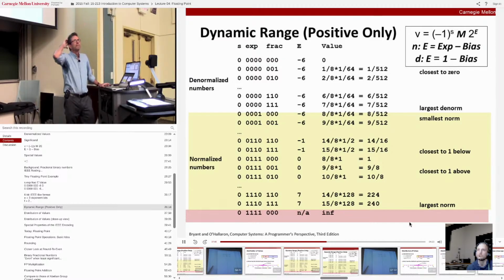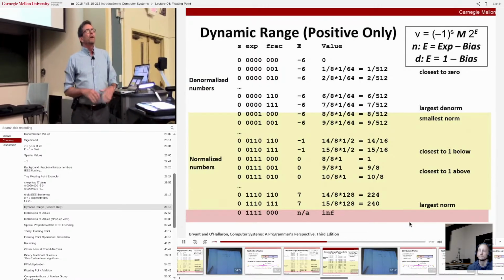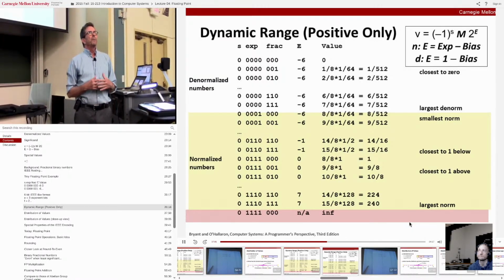Question back here? Yeah. How do you choose the bias to start with? Okay, the question is why do you choose the bias to be 2 to the k minus 1 minus 1?